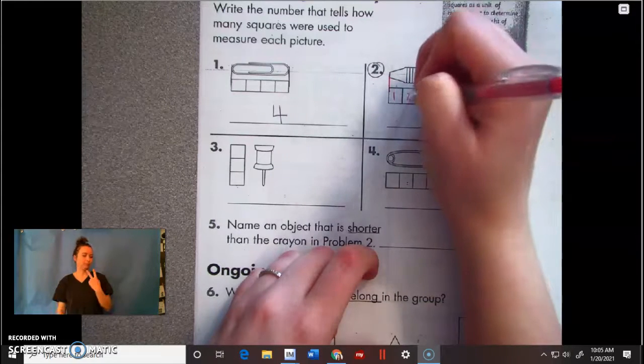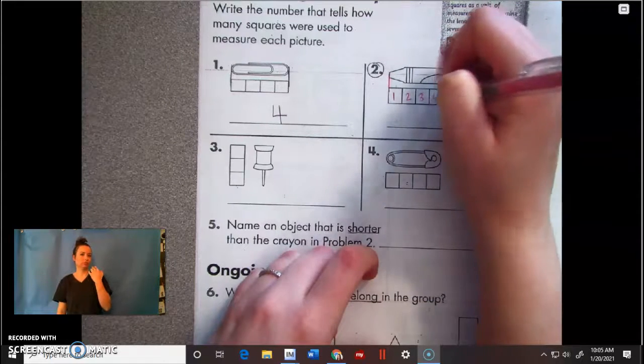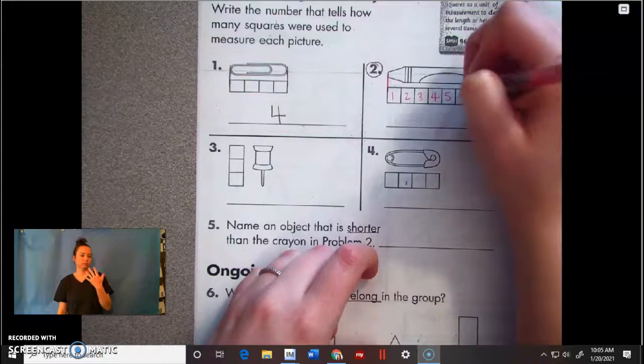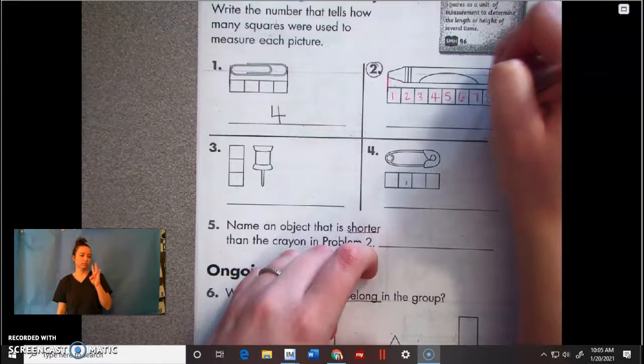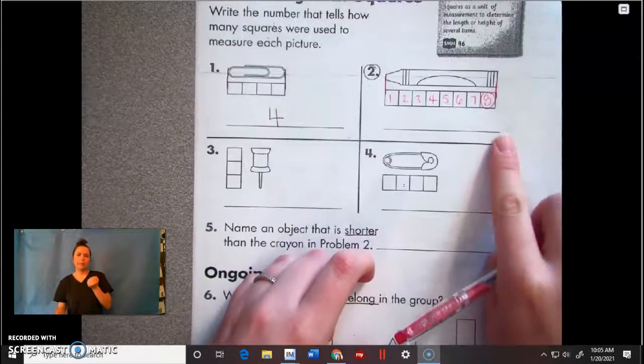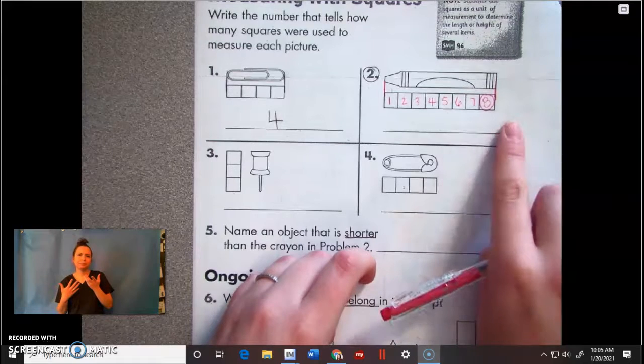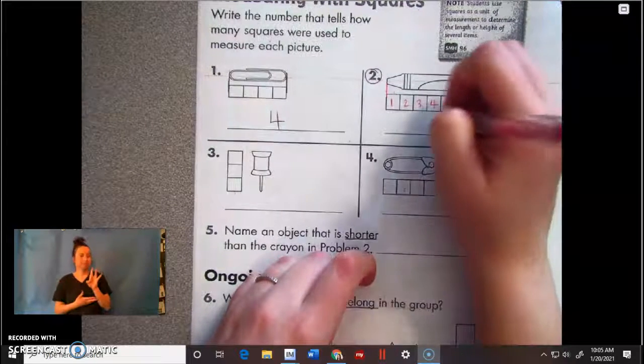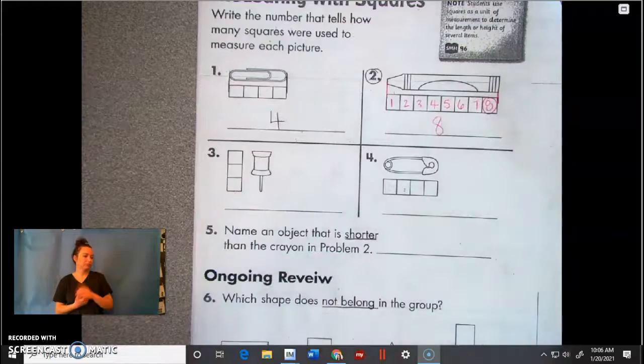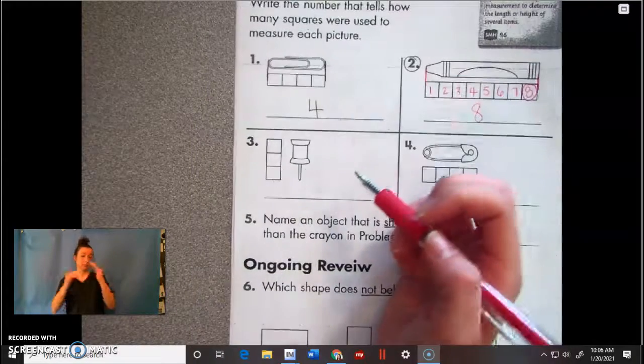1, 2, 3, 4, 5, 6, 7, 8. How many squares long is the crayon? 8. 8 squares. All right, let's go down to number 3.